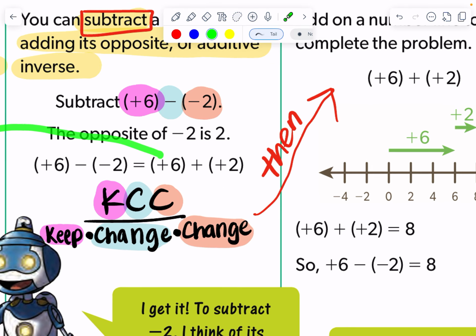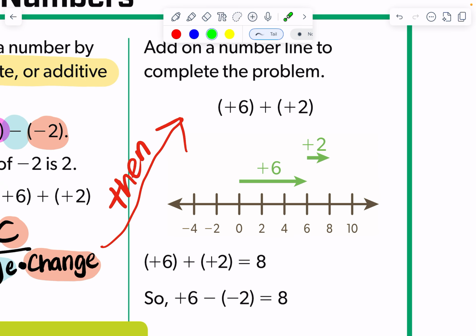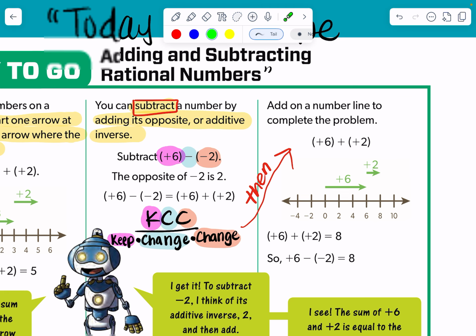So once we do our keep, change, we're going to use whatever method we've been doing for addition. So we're starting at 0, adding 6, and then from 6, we're going to add 2 on to that, leaving us at 8. So in other words, 6 minus negative 2 is equal to 8.